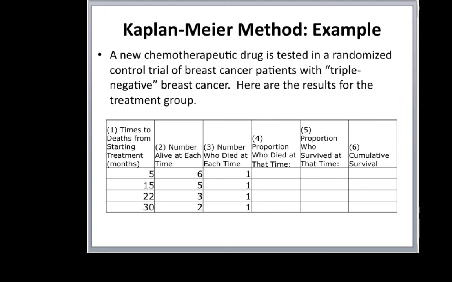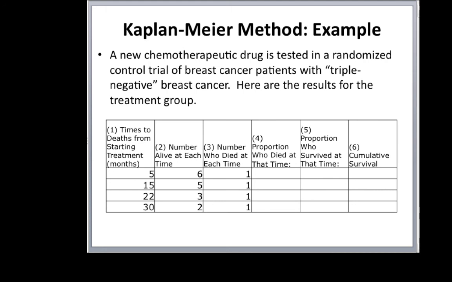And then what is the cumulative survival after 22 months? 0.444. What did you get? 0.444. And finally, after 30 months? 0.222. All right.